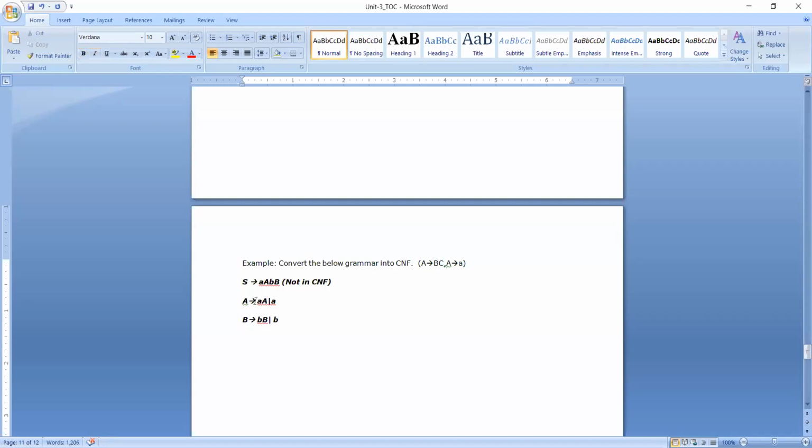But here what is happening? We have a terminal and a variable. Now it is not following this property. So hence we can say that this is also not in CNF.